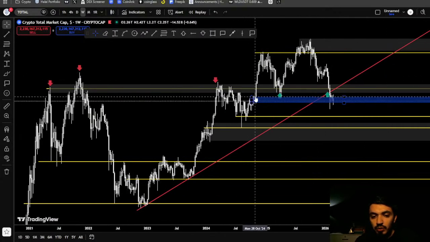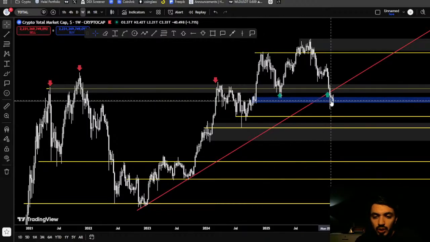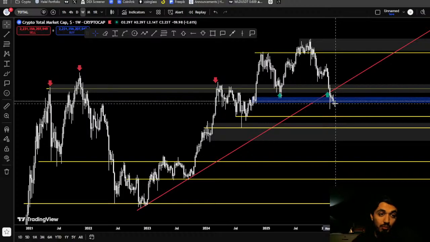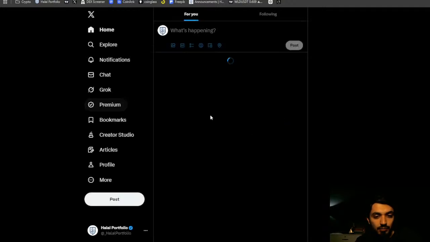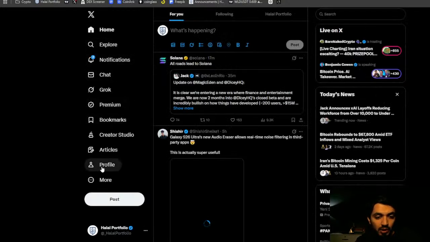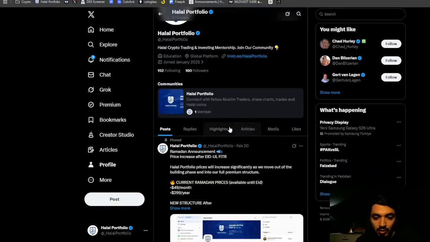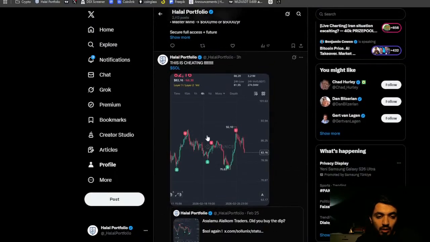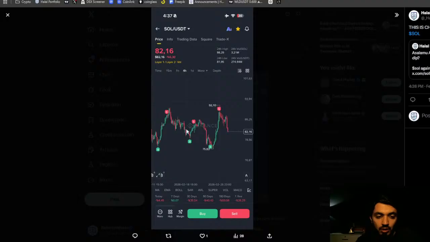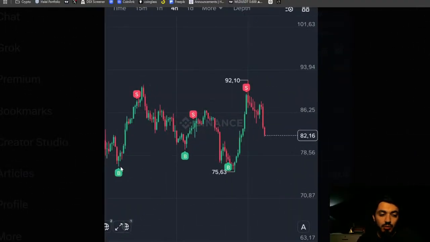In total, you can see that this demand zone was a level of demand for quite some weeks. That's why we had some trades in Bitcoin and crypto, which was great. If I show you this on X, give me 1 second, which I keep posting once in a while here. Look at this, for example, Solana. I took it exactly this way.